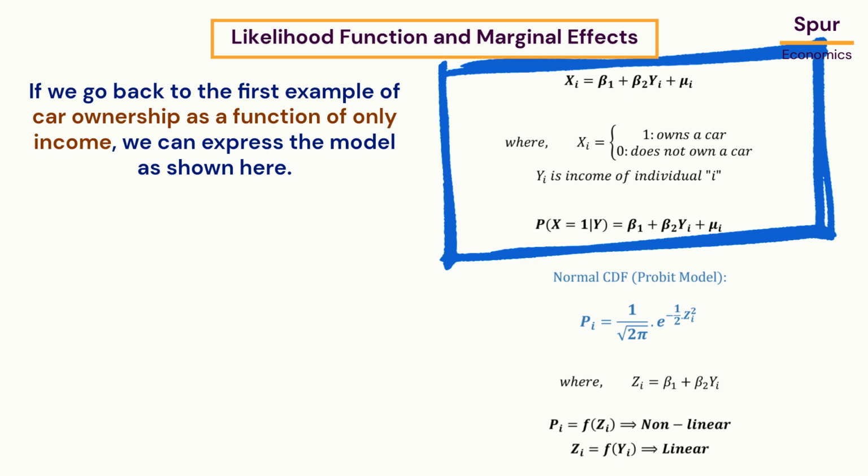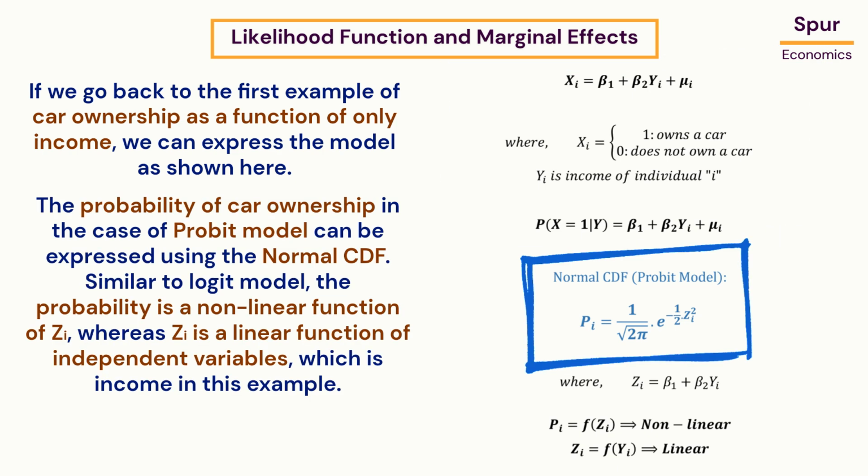If we go back to the first example of car ownership as a function of only income, we can express the model as shown here. The probability of car ownership in the case of the Probit model can be expressed using the normal CDF. Similar to the logit model, the probability is a nonlinear function of z, whereas z is a linear function of independent variables, which is income in this example.